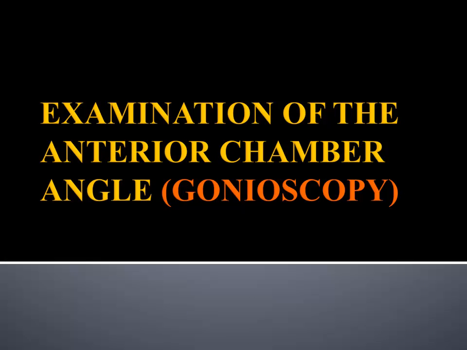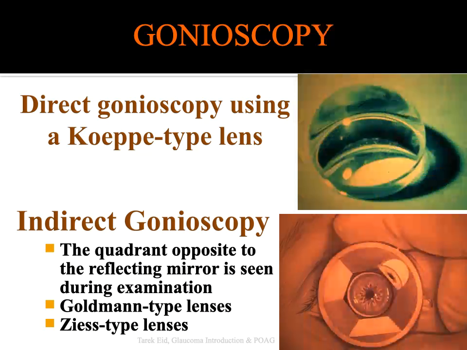The second method of examination is examination of the anterior chamber angle, which we call gonioscopy. Gonioscopy can be divided into two methods. Direct gonioscopy, where we use a Koeppe type lens. In this type, we look directly at the angle. Or indirect gonioscopy, where we use a Goldmann type lens or Zeiss type lens. In this case, we look through a mirror, and the mirror gives us the opposite angle. So we see always the angle opposite to the mirror.